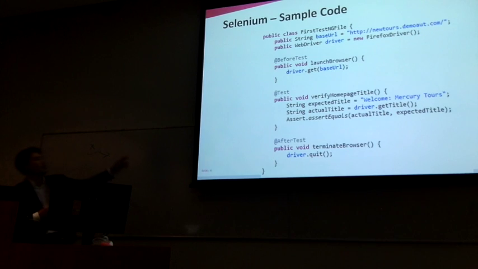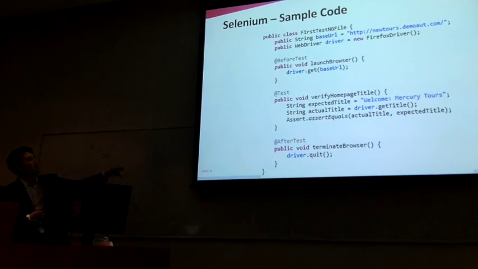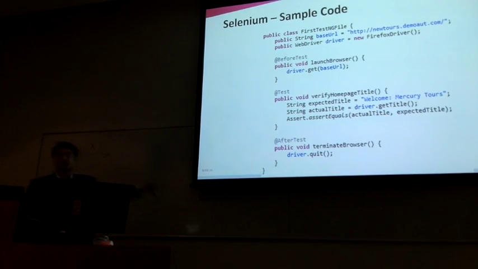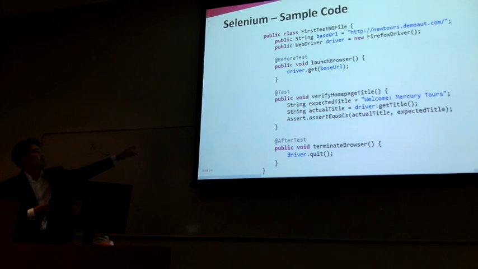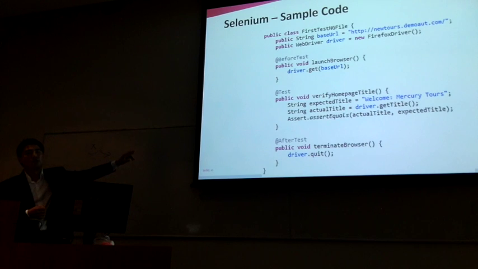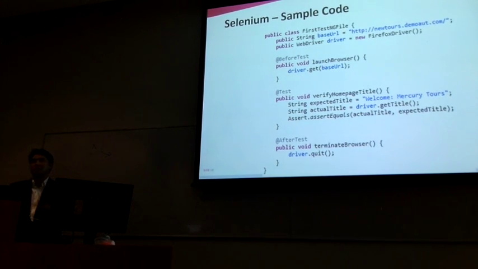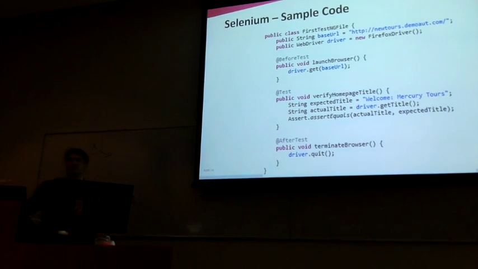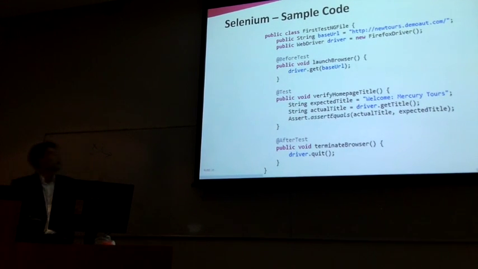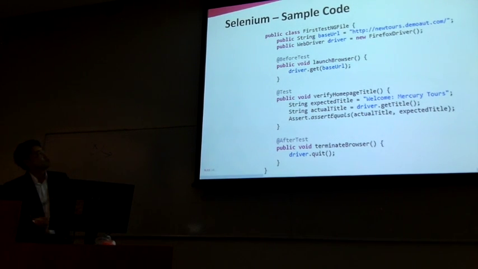So you use annotations like before test, test, after test. Before test, you set up the test. For example, you want to launch a web browser, like the Chrome browser, and you want to maximize it before you actually start testing. Before that, you want to go to that website.